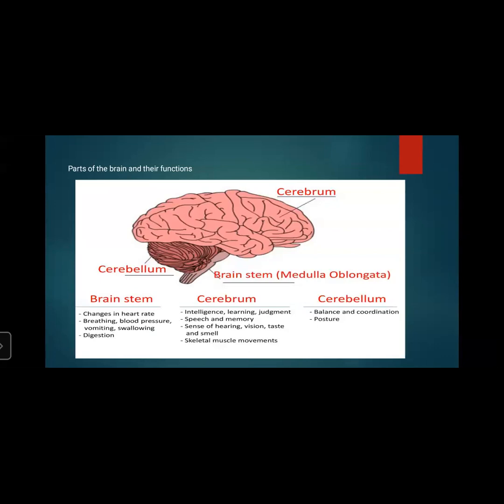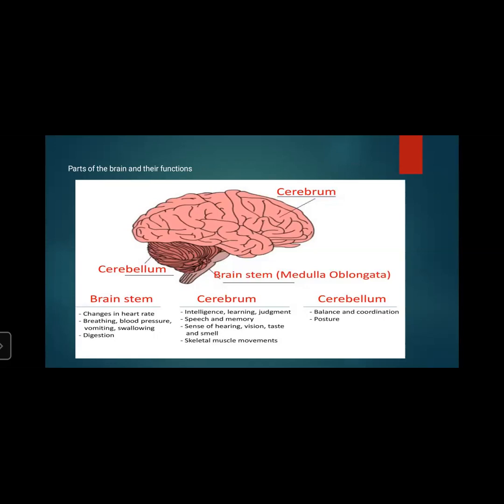Types of nerve cells. According to the functions, nerve cells are classified into three types. Sensory neurons conduct impulse from the sensory organs to the brain and spinal cord. Motor neurons conduct impulse from the brain or spinal cord to effector organs like muscle or gland. Association neuron performs the function of integration in the nervous system.